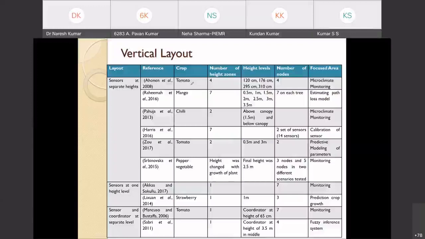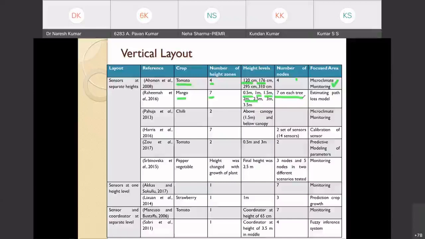The crop that was focused on in this case was tomato. The number of height zones was 4, and the height levels were, one at 120 centimeter, another at 176, 275, like that. So it was vertical, and the focus area was microclimatic monitoring. Then we have Rahima et al. at Mango. The number of height zones was 7, at 0.5 meter, 1 meter, 1.5 meter, 2 meter, at different height levels, and the number of nodes was 7 on each tree, estimating the path loss model.